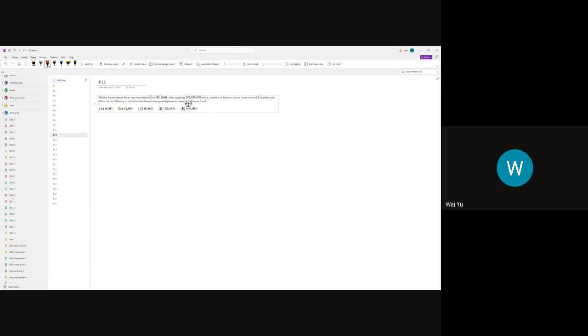NASA's Perseverance rover was launched on July 30th, 2022. Let me change my settings. Okay, so it took 6.5 months for it to travel 292,526,838 miles. So we have to calculate this in miles per hour.